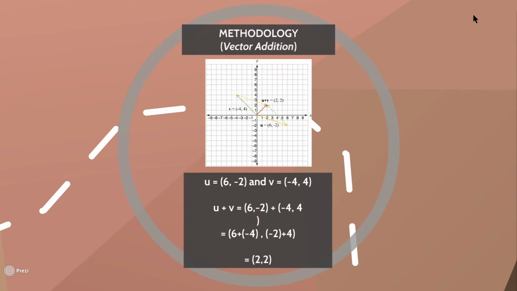U plus V equals 6 minus 2 plus minus 4, 4. Then, we add 6 plus minus 4 and minus 2 plus 4. That equals 2, 2.